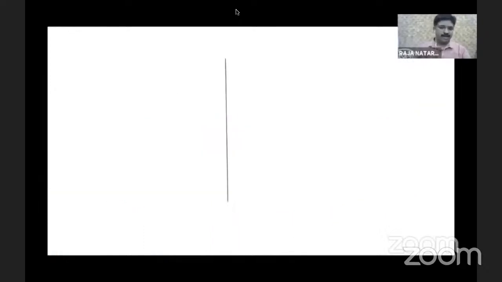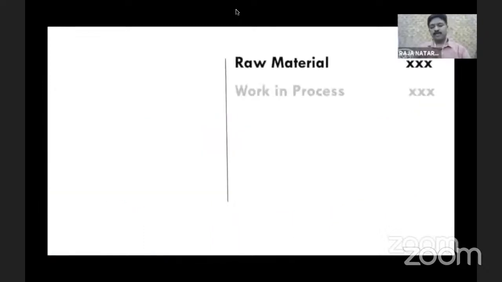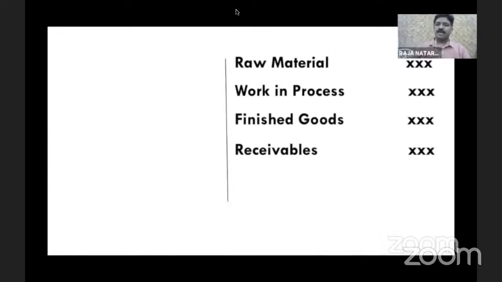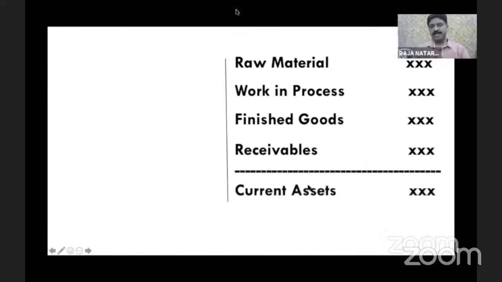So what's happening here? Have a look at it. I'm creating raw material, work in progress, finished goods, receivables. In all this, my money is getting locked. It means basically I'm creating some set of assets here, right? So I wish to call these assets current assets because I can convert these assets into cash within a period of 1 year. So that gives rise to the understanding: current assets are those assets which can be converted into cash within a period of 1 year. The technical definition says it can be converted into cash within a period of 1 year or within the operating cycle.